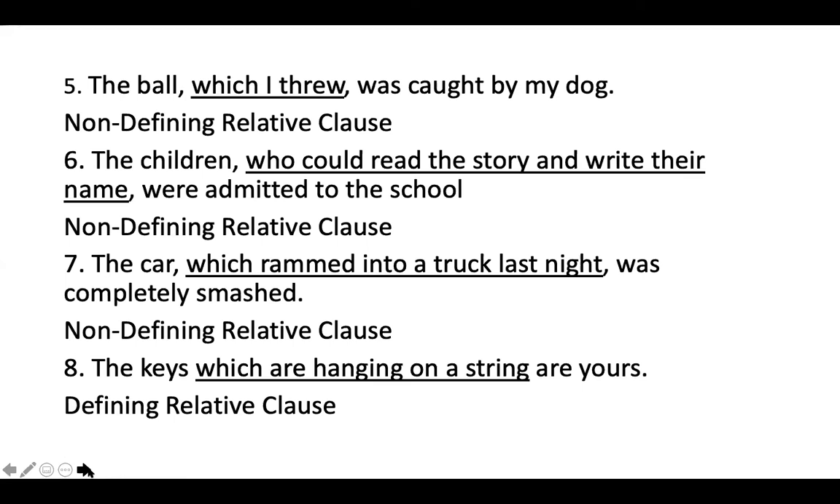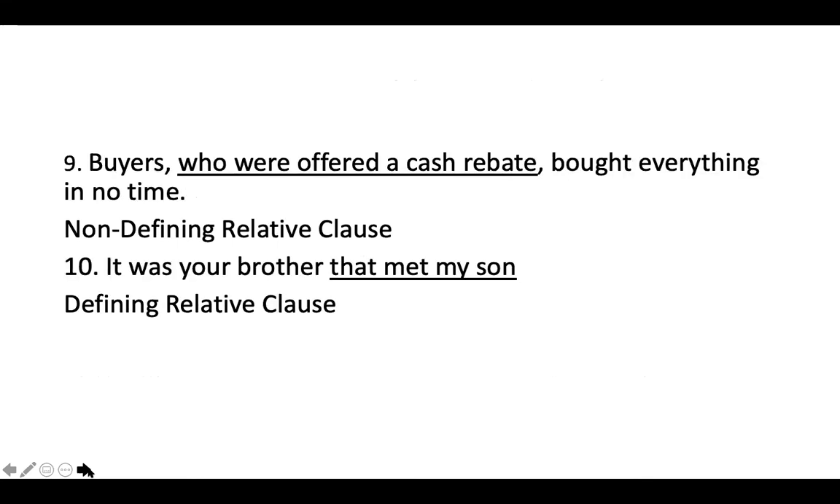Number 8, the keys which are hanging on a string are yours. You can see that this sentence is different from the others and there is no comma at the beginning or at the end of the clause. So it is a defining relative clause. Number 9, buyers who were offered a cash rebate bought everything in no time. So this is also a non-defining relative clause. Number 10, it was your brother that met my son. So this is a defining relative clause.